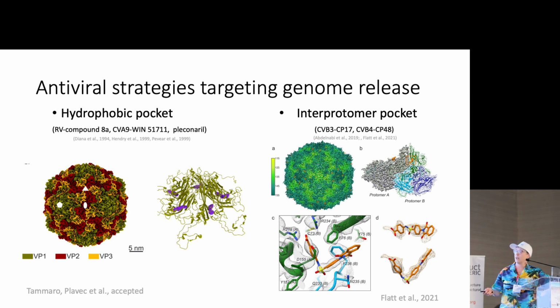Now, our collaborators were looking in general for capsid inhibitors, and they found some, and they didn't know actually where they were binding. So another popular place to find inhibitors is in this hydrophobic pocket in VP1. So this is again the whole capsid, and then this is the protein around the 5-fold. And this is a different pocket to the interprotomer pocket.